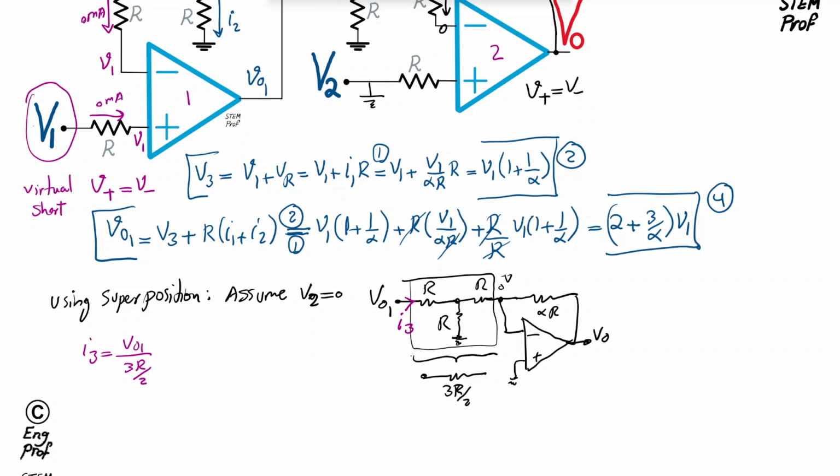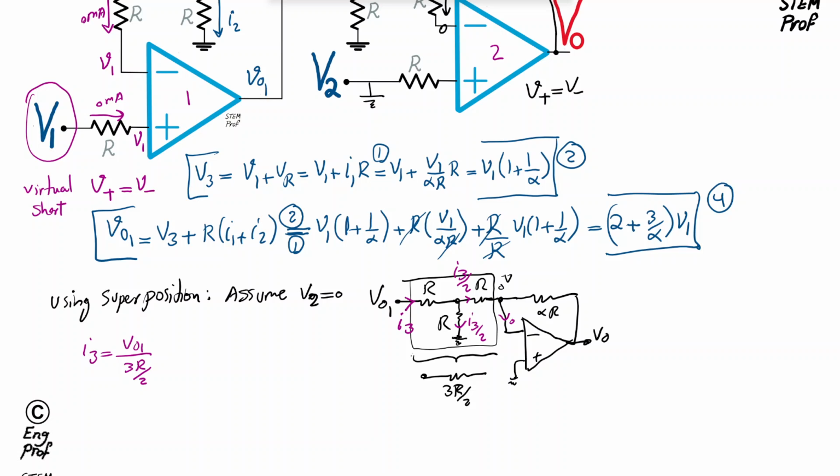But then not all of this current is going to the output of the circuit. Half of it, when it gets to this node, because of KCL and because we have two equal resistors connected to ground, half of I3 goes to this resistor, and the other half is the one that matters to us. So the other half is the one that is going to the output of the circuit.